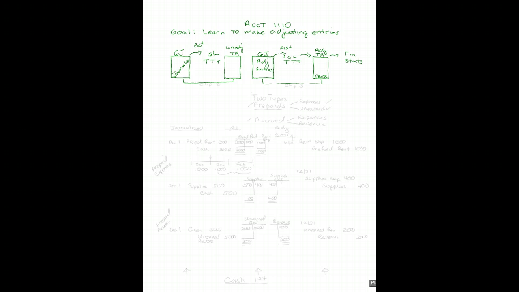And remember, adjusting entries are required because some of the accounts have incorrect balances on the unadjusted trial balance. Not because you did anything wrong, but because of the passage of time. So in this chapter, you have to be pretty good at Chapter 2 to be able to understand what we're doing in Chapter 3.